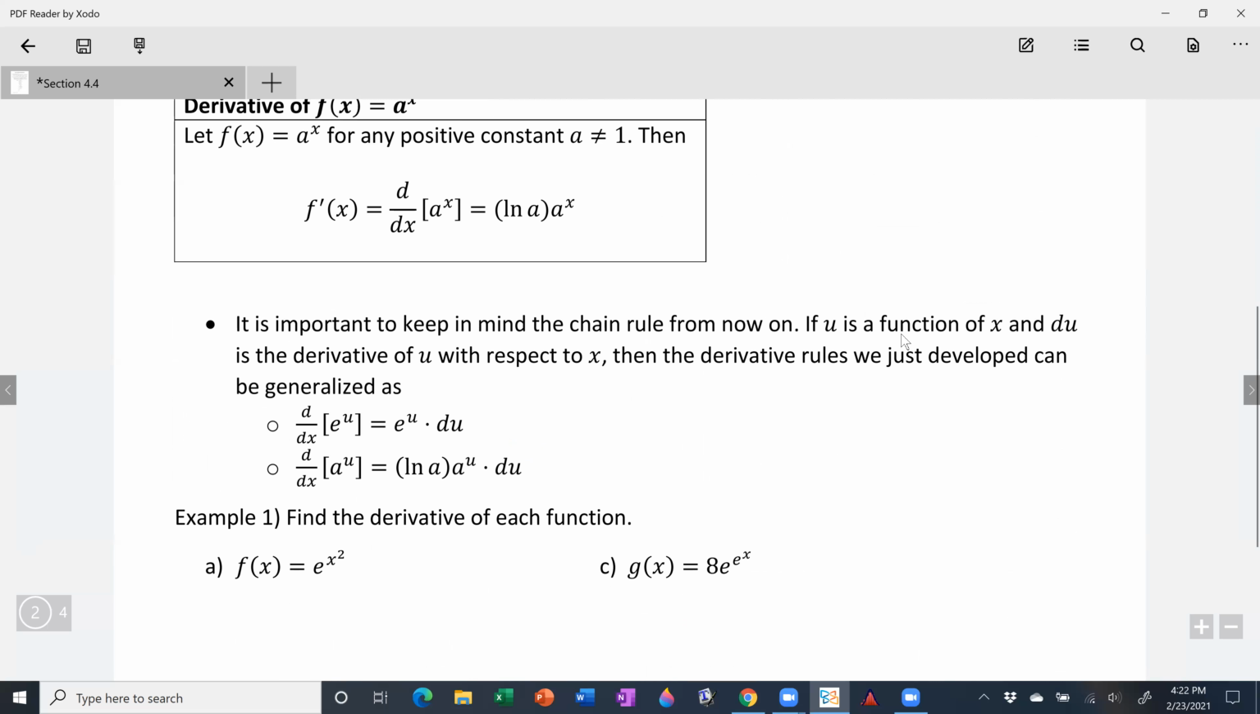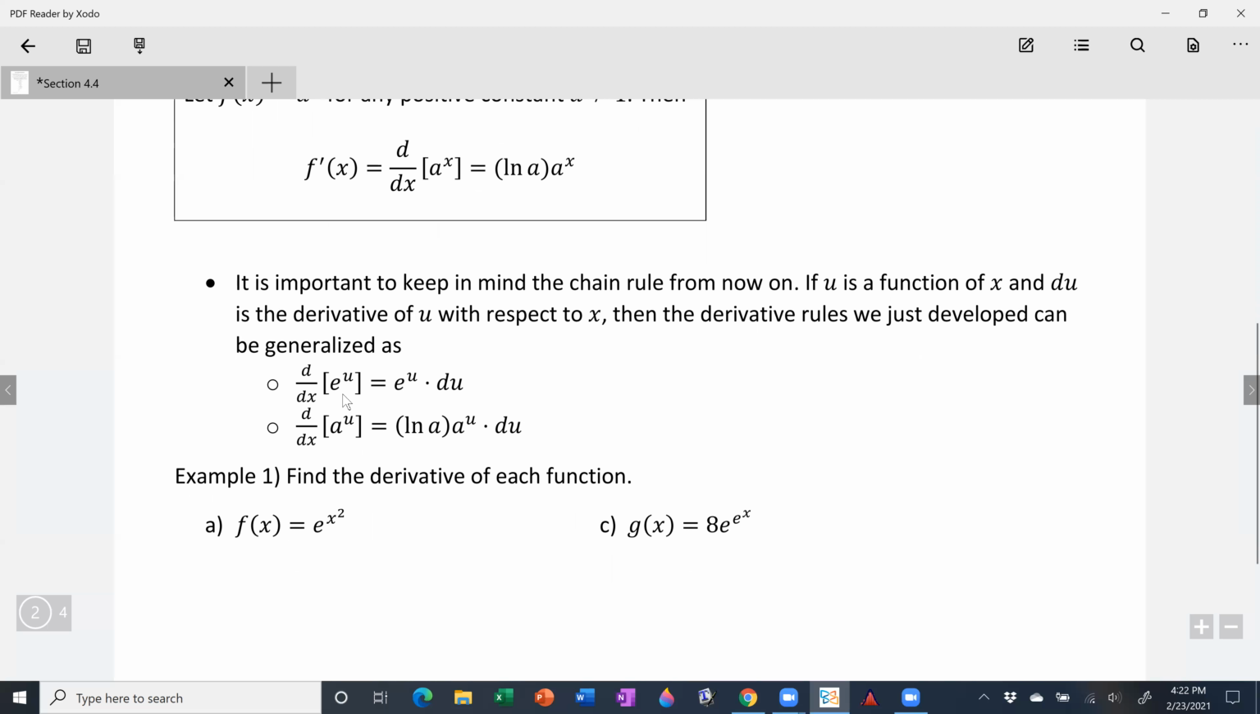So if u is a function of x, like u of x equals whatever expression has x involved, and du is the derivative of u with respect to x, then the derivative rules that we just developed can be generalized. The derivative of e to the u is e to the u times du. So e to the stuff equals all of itself with all of that stuff up there, times the derivative of the stuff. And the derivative of a to the u is going to be the natural log of a times a to the u, so all of that stuff still up there, and then times the derivative of the stuff.